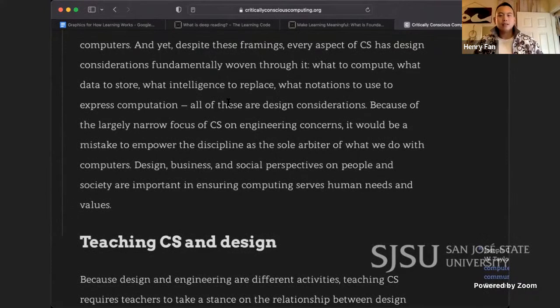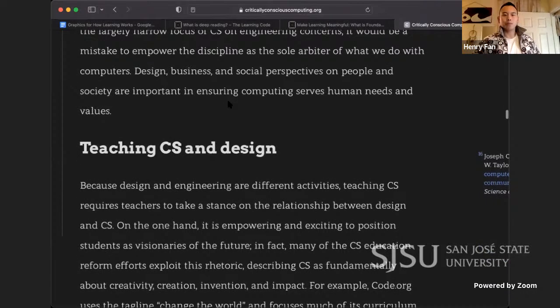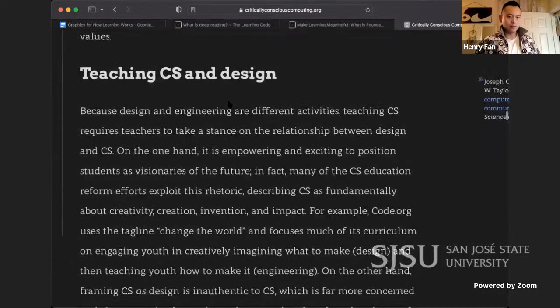And yet, despite these framings, every aspect of CS has design considerations fundamentally woven through it. What to compute, what data to store, what intelligence to replace, what notations to use to express computation. All of these are design considerations. Because of the largely narrow focus of CS on engineering concerns, it would be a mistake to empower the discipline as the sole arbiter of what we do with computers. Design, business, and social perspectives of people and society are important in ensuring computing serves human needs and values.